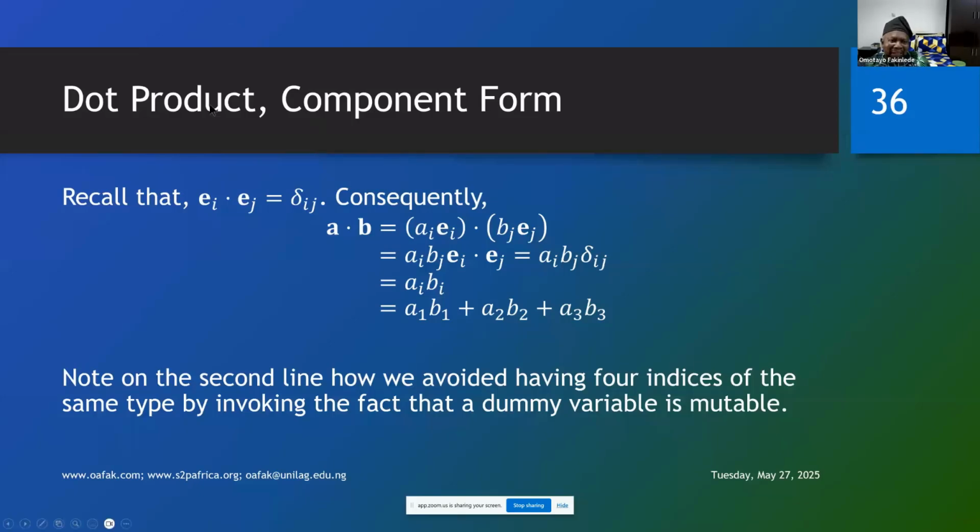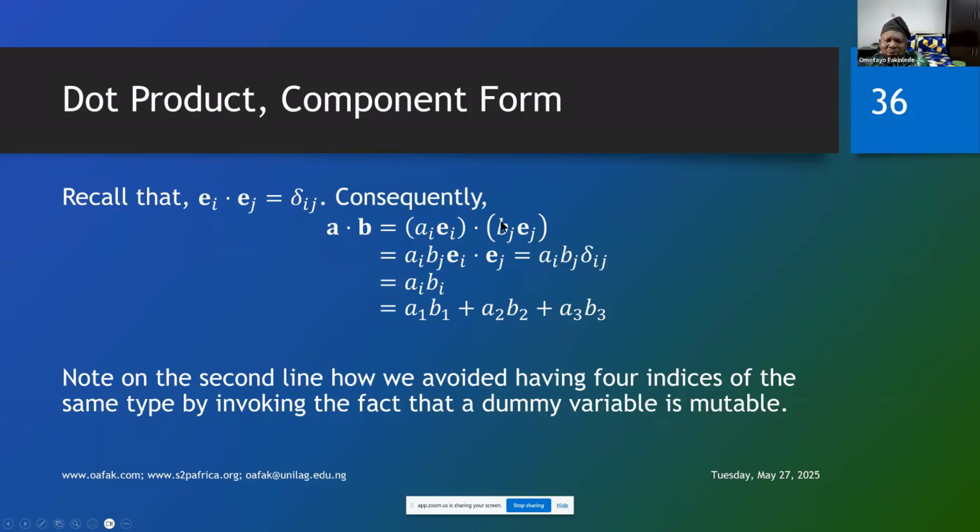For instance, I hope you remember that ei.ej is equal to delta ij. We've said that over and over. If you do not remember this, go back to the notes. If you have a vector a and a vector b, you can write vector a as aiei, that is a1e1 plus a2e2 plus a3e3. Similarly, vector b is b1e1 plus b2e2 plus b3e3.